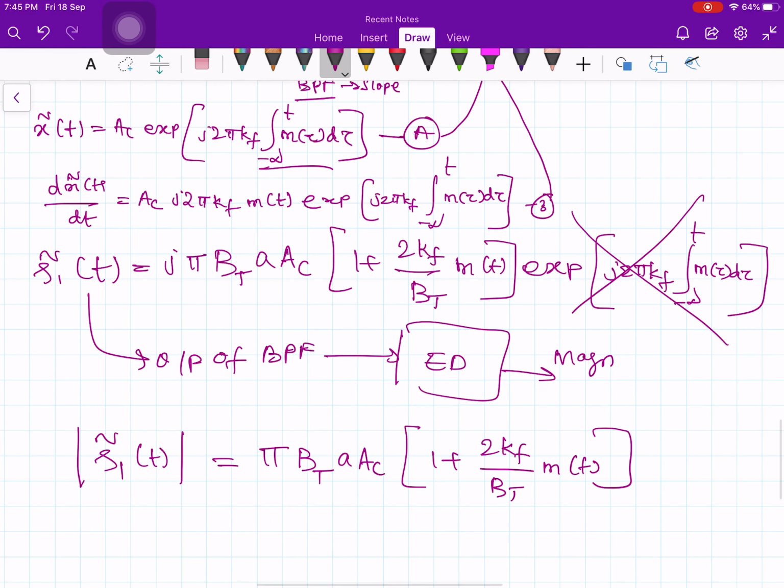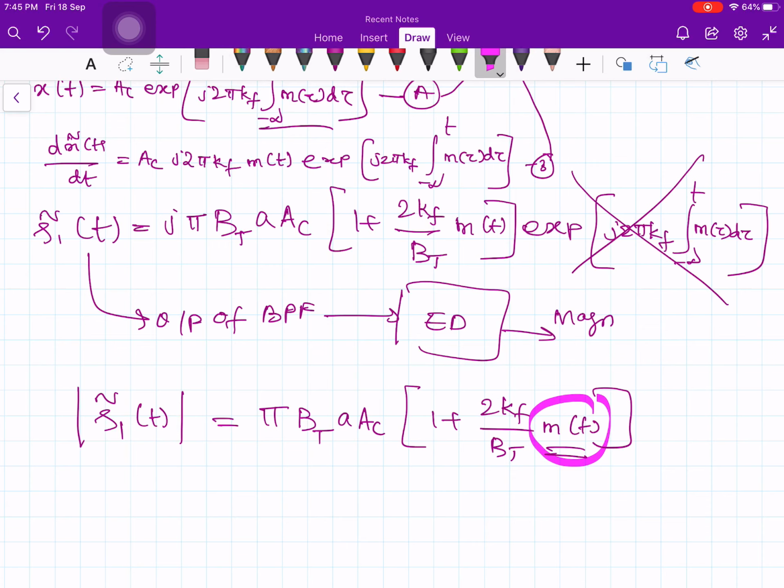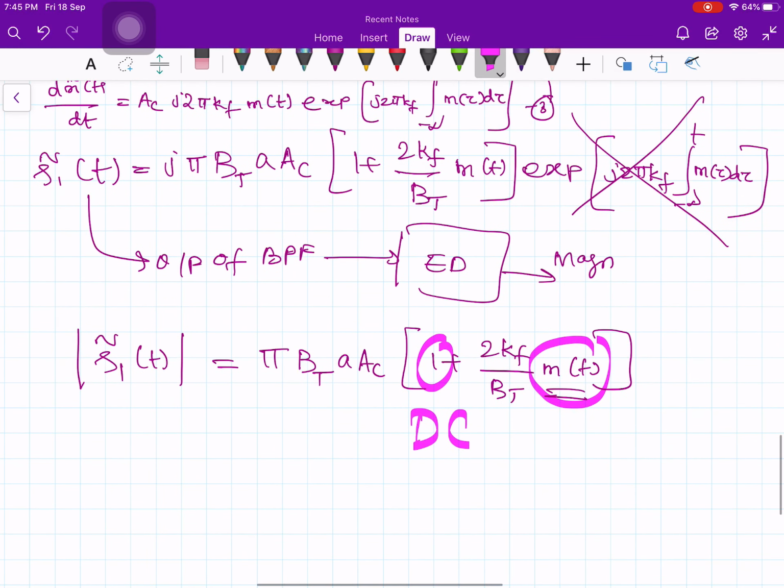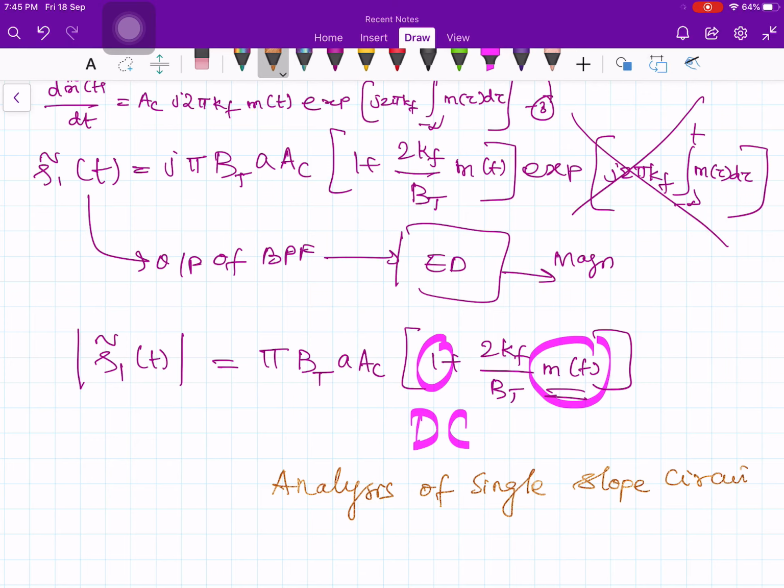So you get the envelope of the output which is proportional to the message signal m of t plus some DC component. This is my DC component, same as before that we discussed. So this is the analysis of the single slope circuit, because we consider only a single bandpass filter.